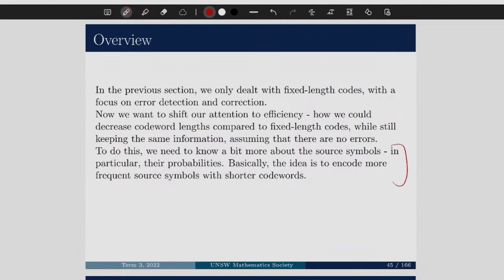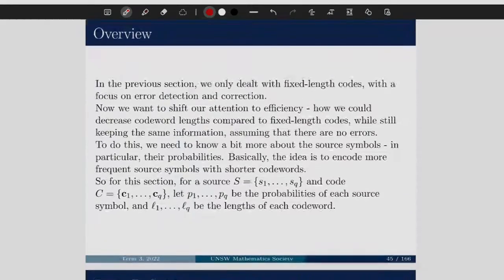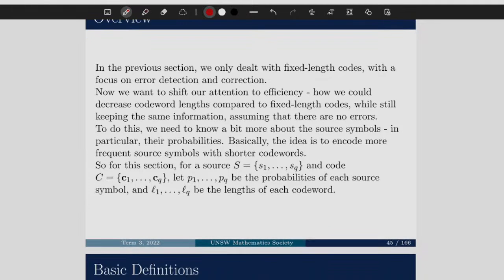To do this, we need to know a little bit more about the source symbols, and in particular, their probabilities. Remember earlier how we were talking about how a symbol may have a certain probability of showing up. The example I gave at the very beginning of the seminar was that symbols like A or any vowel are going to show up more commonly than symbols like Q. That's the probability we need to know. For this section, we're going to use these definitions: source is S, code is C, P is probabilities, L is length, very much in congruence with our lecture slides.